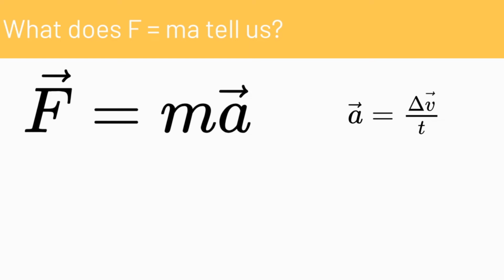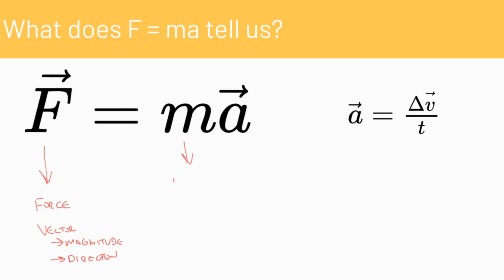So what does F equals ma tell us? Let's start with the F. F stands for force, and force is a vector. So it has both a magnitude, or a size, as well as a direction. To know everything about the force involved in an object, we need to know both the size of it as well as the direction of it.